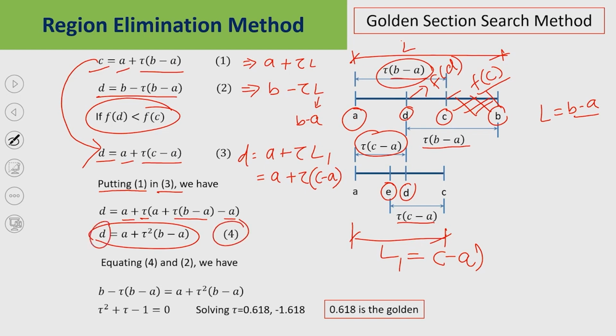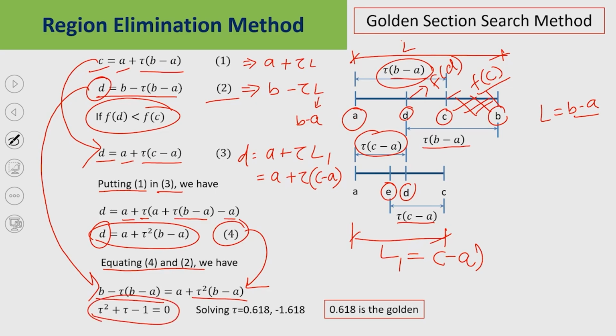Now, you just see this is D and this is also D. That means, if I equate 4 and 2, what I am getting, the 2 is B minus tau times (B minus A). Okay. So, that is your equation 2 and this is your equation 4, which is equal to A plus tau square times (B minus A). And if I simplify this one, finally I am getting this quadratic equation, that is tau square plus tau minus 1 equal to 0.